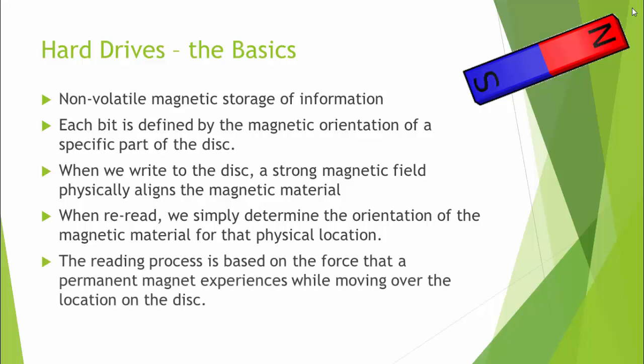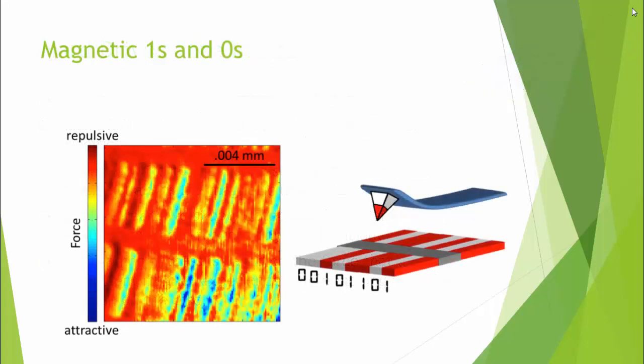So the reading process itself is based on the force that a permanent magnet experiences while it moves over that location on the disk. And we can actually look at a graph of the force as a function of the geographic location. In this case, the color from blue to red shows repulsion versus attraction of our permanent magnet as it moves across a given location on the disk.